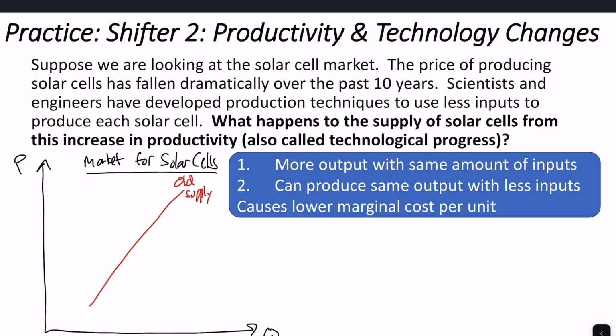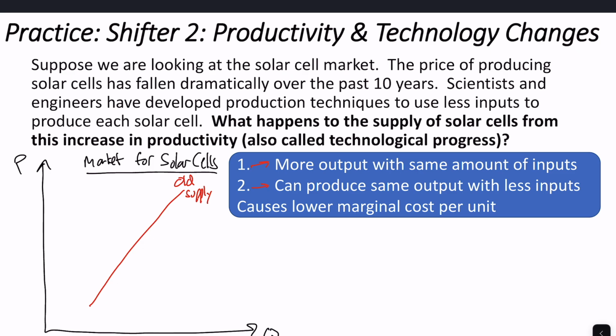This is also called technological progress. Right, so two things, we could think about this in two similar ways. So number one, we could think of this as we're getting more output with the same amount of inputs. That's technological progress, increase in productivity. Or similarly, you can think of we can produce the same amount of output, but it's going to take less inputs. Right? We don't have to buy as many employees or capital or other things to produce the same amount of solar cells. Right? So both of these will cause lower marginal costs per unit.